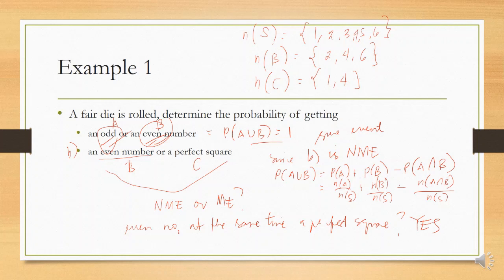So, this is our general formula. But if you follow our notation here, this will change as B intersection C because we follow this.